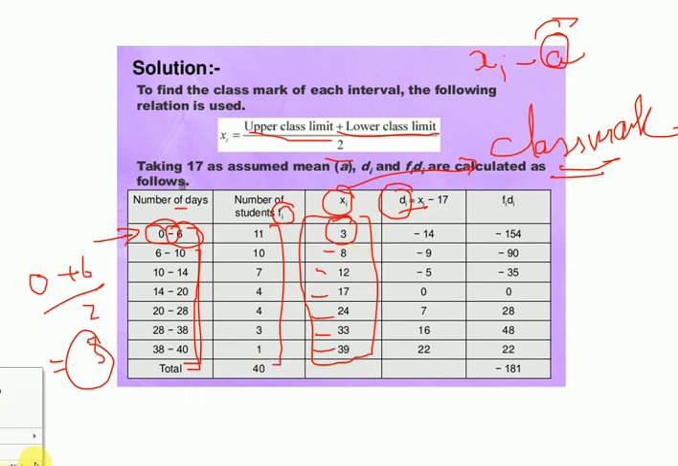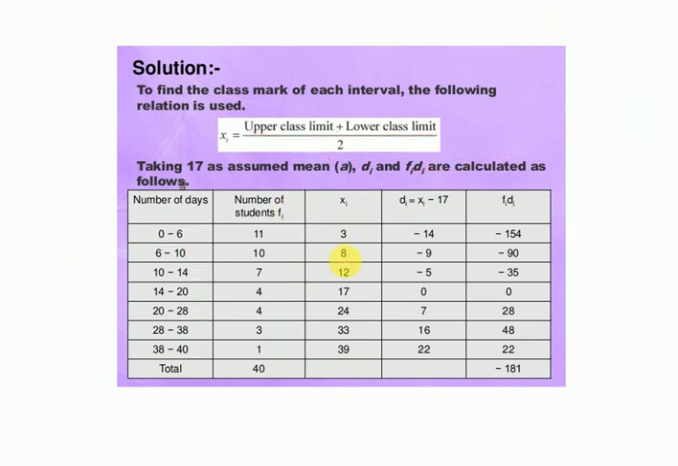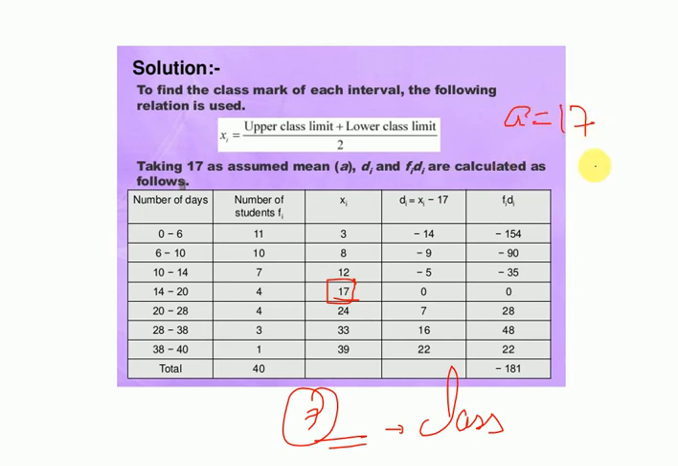Let me rub this. Here you can see I have a total of 1, 2, 3, 4, 5, 6, 7 class marks. So what will be the middlemost value? That will be the fourth one, and this is 17. So our a is 17. Now d is x minus a. So I will now find d: x is 3 minus 17, I will get minus 14. And by doing so you will get all these values of d.